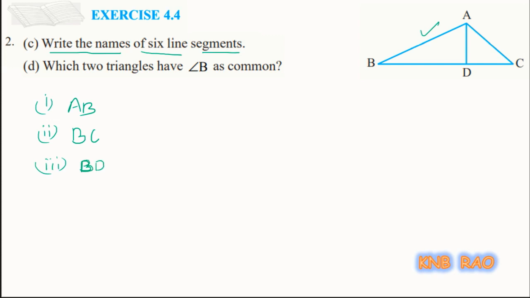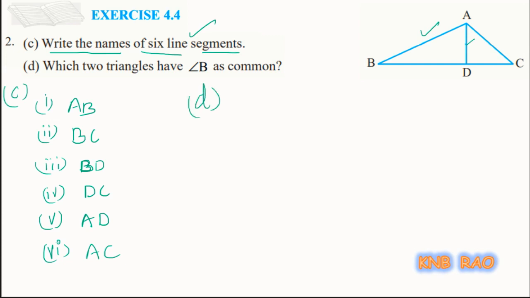BD and DC. Then I have AD here, that becomes the 5th part, and 6th part is AC. So there are total 6 line segments in this given figure. So coming to the sub question D, which two triangles have angle B as common? Here is angle B. Angle B is contained by the triangle ABC also.